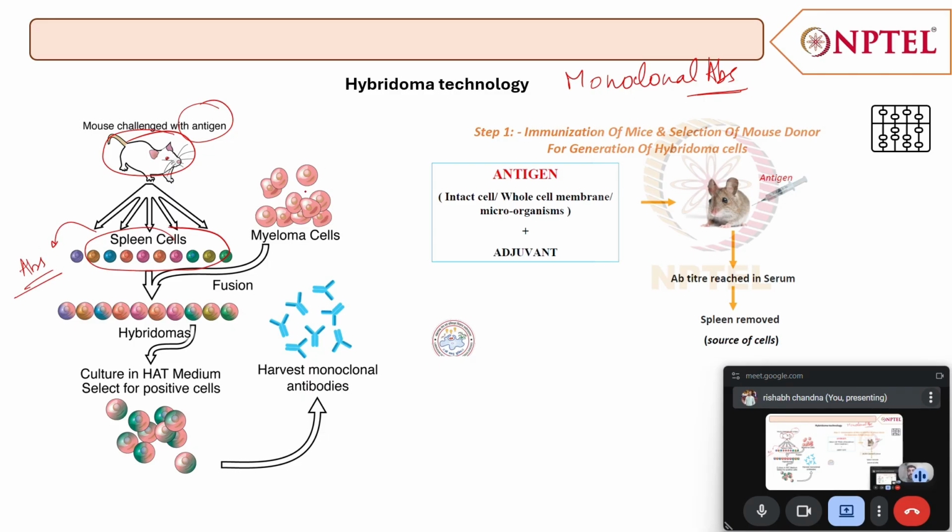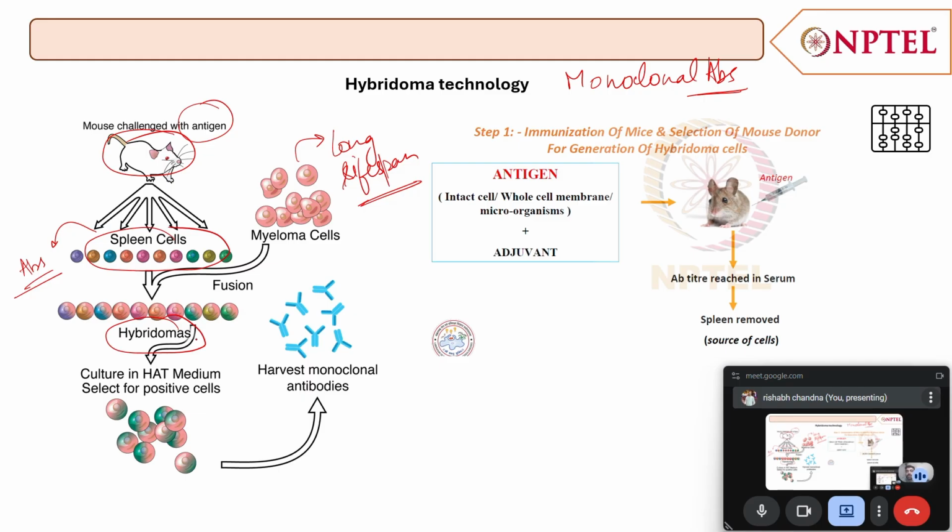Then we have another type of cells that are myeloma cells. So myeloma cells are cancerous cells basically, so they will have a long lifespan. Okay, so after this, if we fuse them, the spleen cells that are fused with the myeloma cells will be called hybrid cells or hybridomas because of the myeloma.